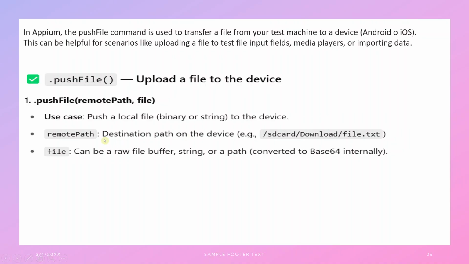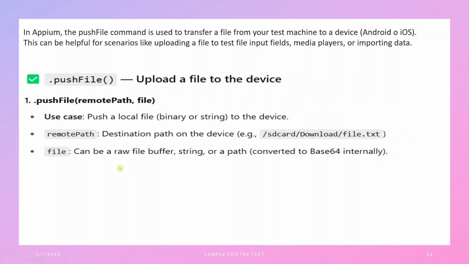What is the remote path here? The remote path is the destination path on the device. So where exactly I need to store or transfer this file in our device, I need to specify that destination path of the device. And file can be a raw file, buffer, string, or a path converted to base64 internally. Whatever file I need to transfer from my machine to the device, I need to provide as this file here.